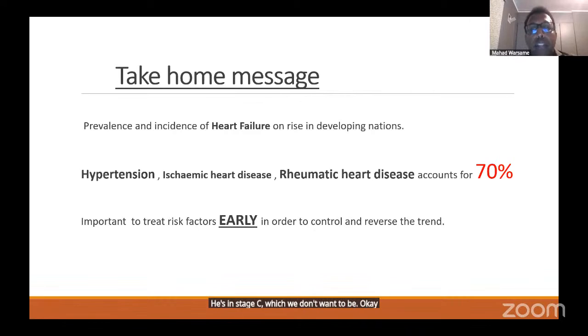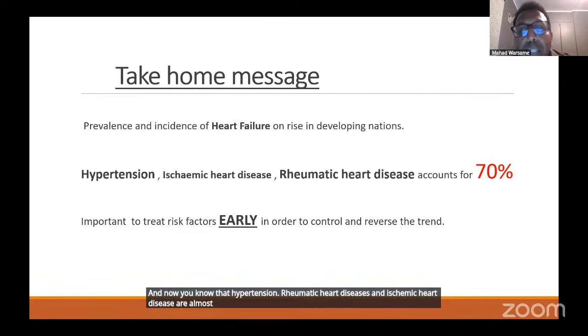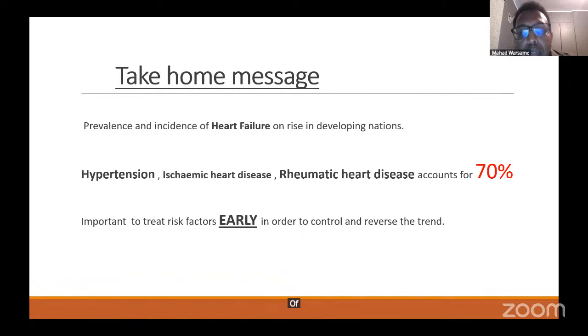Okay, to end it, you have to know as a general practitioner the signs and symptoms of heart failure. You have to prevent risk factors, prevent progression to stage C of heart failure, and now you know that hypertension, rheumatic heart diseases, and ischemic heart disease almost cause 70% of heart failure in sub-Saharan Africa.